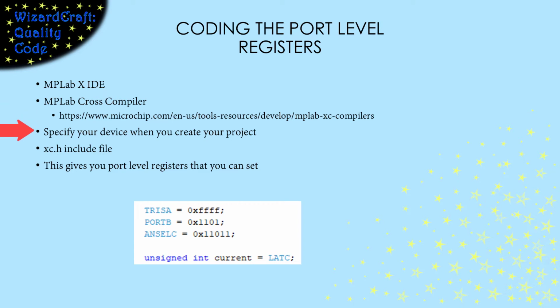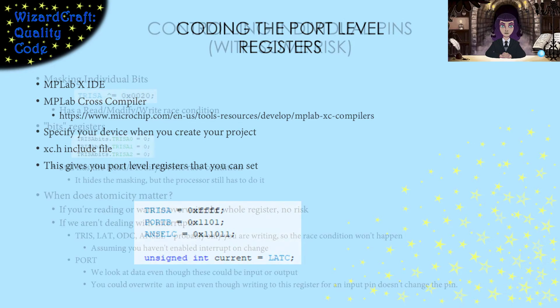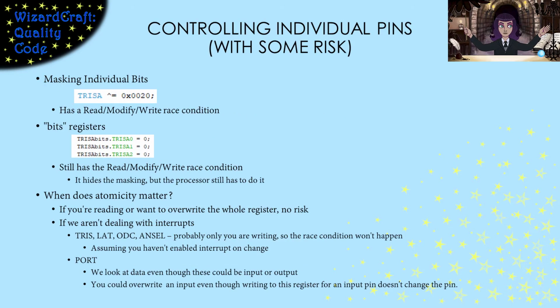When you create a new project, the MPLAB X IDE will ask you to specify the exact processor that your system uses. That will set up your project so that the xc.h file matches your processor. That gives you definitions for the port level registers that we've talked about. You can just set or read them with assignment statements. Cool. Seems like we're done here. Not so fast, Zumi. There are some details we need to pay attention to.